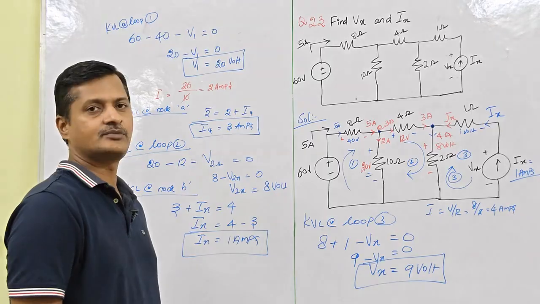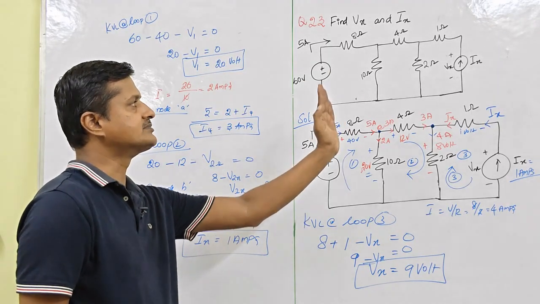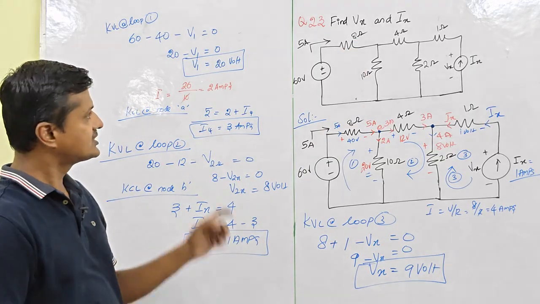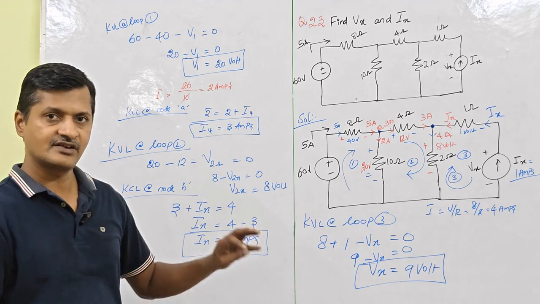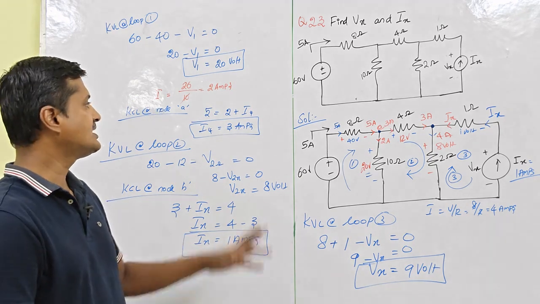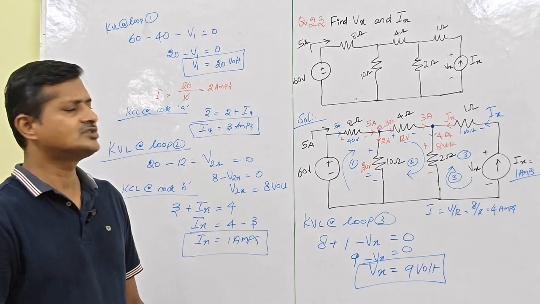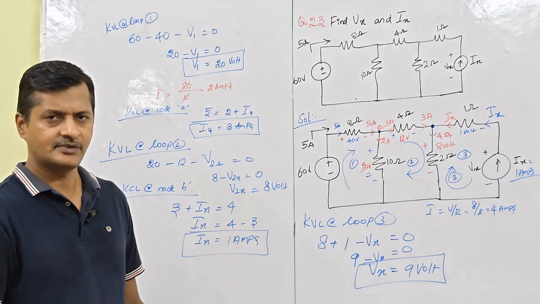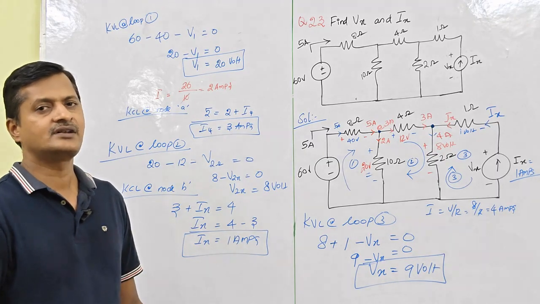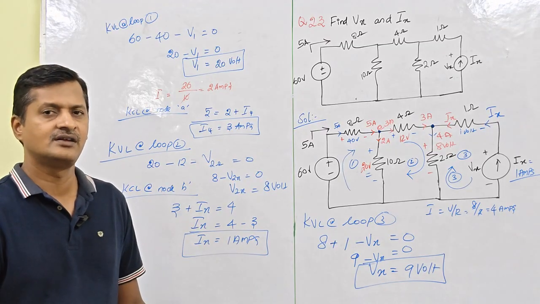So this is a very interesting problem. Step by step, loop by loop, we find the values, and then we find the final values of Vx and Ix. So in this problem we implement both Kirchhoff's voltage law as well as Kirchhoff's current law to find the unknown values, right? I think this problem is very interesting, right? So we will meet in the next lecture with different kinds of problems.